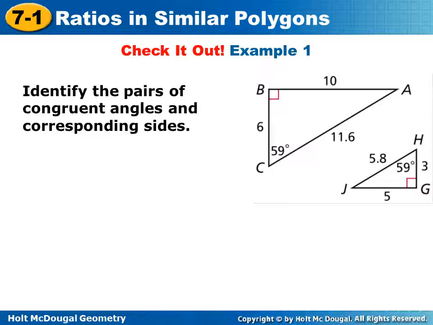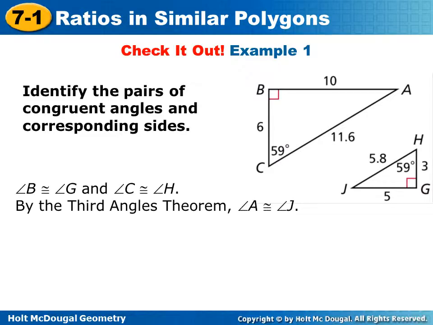We're also going to identify the pairs of congruent angles and corresponding sides in these two triangles. B and G are corresponding and congruent because they're both 90 degrees. C and H are congruent because they're both 59 degrees. And A and J, by the third angle theorem, are also congruent.